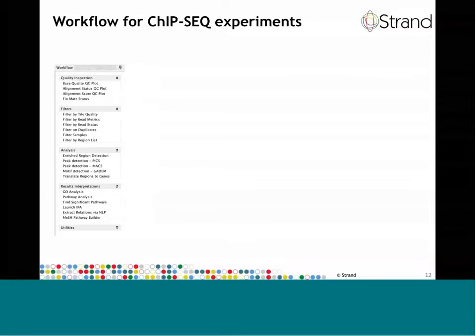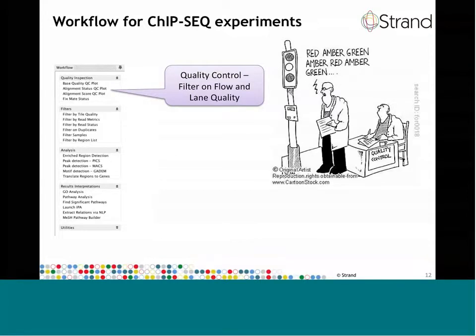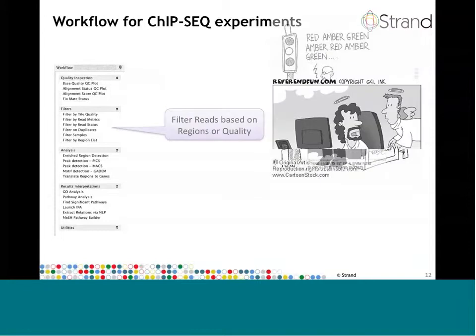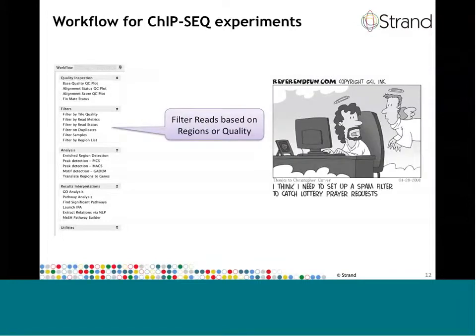So the first order of business is to determine the quality of the data and the alignment that was performed. There are a number of quality metrics and plots that can be produced by clicking on each of the workflow links in the quality inspection subsection. Based on the quality inspection results, you can decide to remove certain reads or decide to remove complete samples from consideration using the workflow links in the filter subsection.